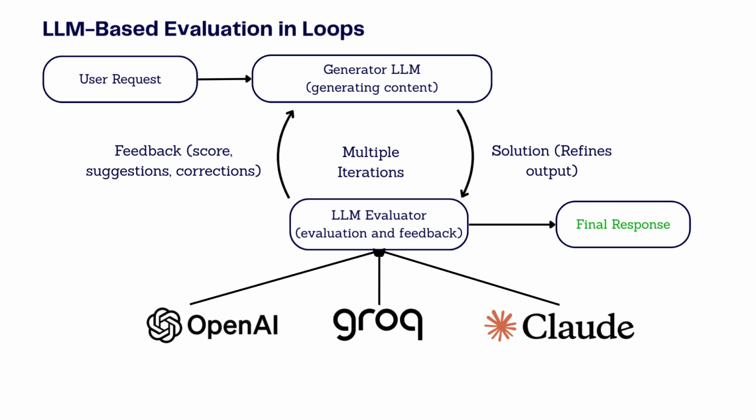LLM-based evaluation lets one language model judge and guide another, providing context-aware feedback that goes beyond simple rules. This makes it highly effective for improving outputs that require understanding of language, reasoning, or content quality.